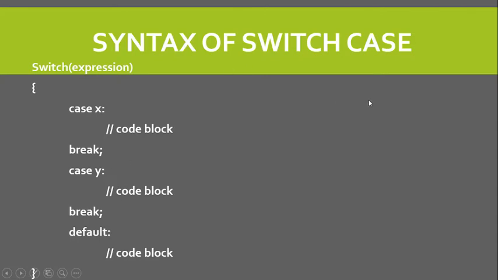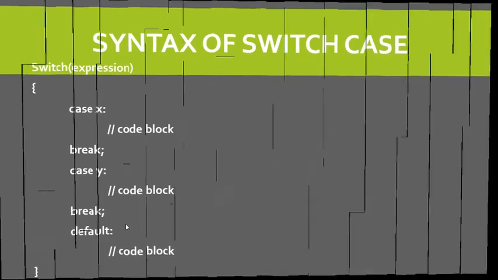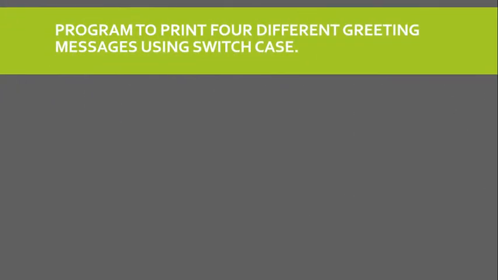If it is not necessary to break the last case in a switch block, the block ends there anyway. Default keyword: default means this last one. The default keyword specifies the code to run if there is no case match. If none of the cases match, then it will execute the default statement. So this is the syntax of the switch statement, switch case.